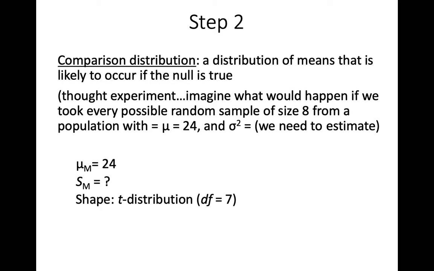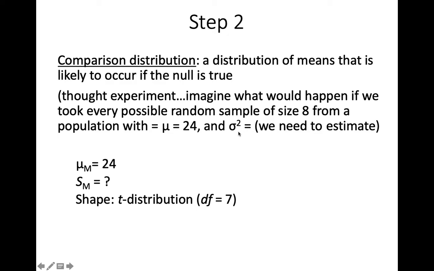Step 2, we have to come up with our comparison distribution. Okay, so our comparison distribution is a distribution of means that is likely to occur if the null is true. So really what this involves is a thought experiment. We're going to imagine what would happen if we took every possible random sample of size 8 from a population that has a mean of 24 and a variance that we need to estimate.